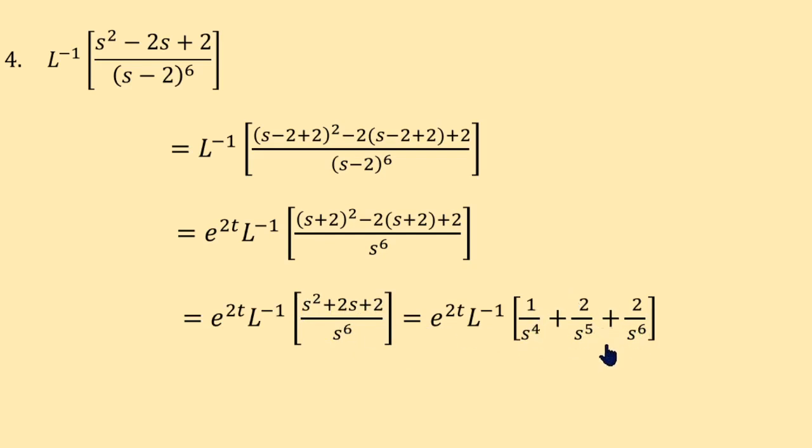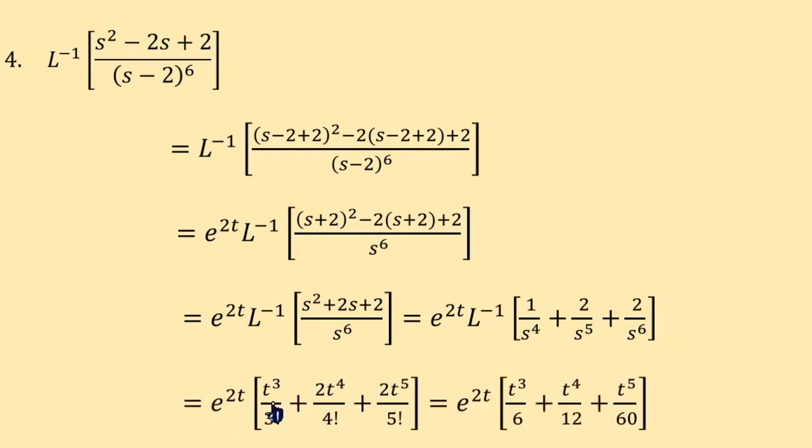And L inverse of 1 by s power n is t power n minus 1 by (n minus 1) factorial, and hence it is e power 2t into [t power 3 by 3 factorial plus 2 into t power 4 by 4 factorial plus 2 into t power 5 by 5 factorial]. Now 3 factorial is 6, 4 factorial is 24, cancel 2, so it becomes 12; 120, cancel 2, so it becomes 60. Therefore, the answer is e power 2t into [t power 3 by 6 plus t power 4 by 12 plus t power 5 by 60].